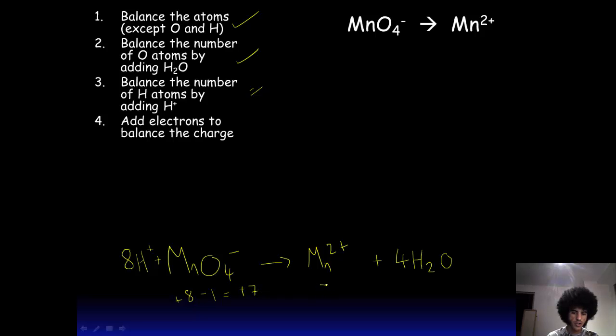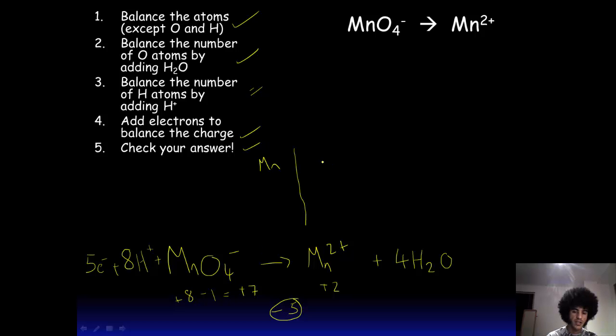Over here I've only got plus 2. This has got the most positive charge, so it would make sense to add electrons to this side to bring that down. So to go from plus 7 to plus 2, I need to take away 5. So I need to add 5 electrons here. Okay. And then really quickly check our answer. We'll do that now, real quick.